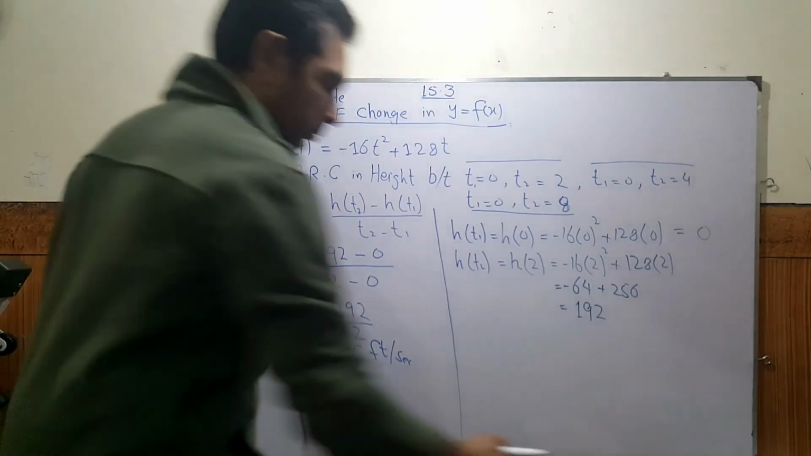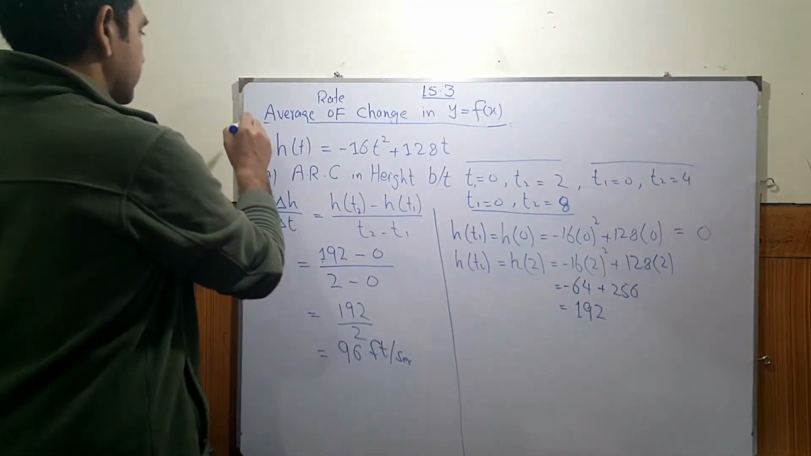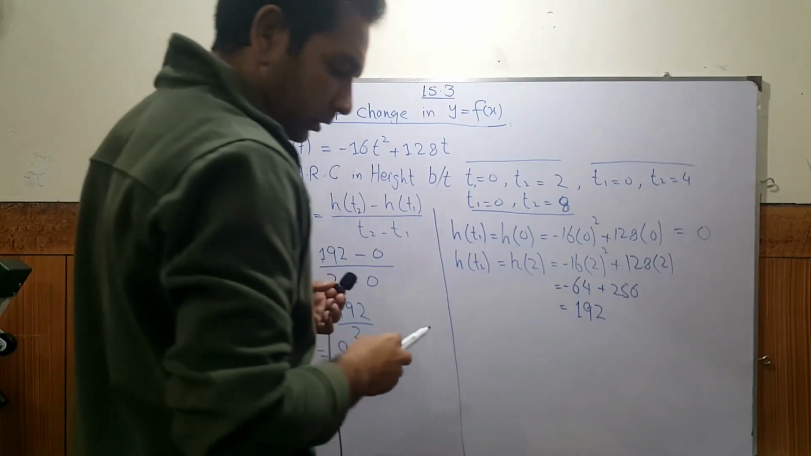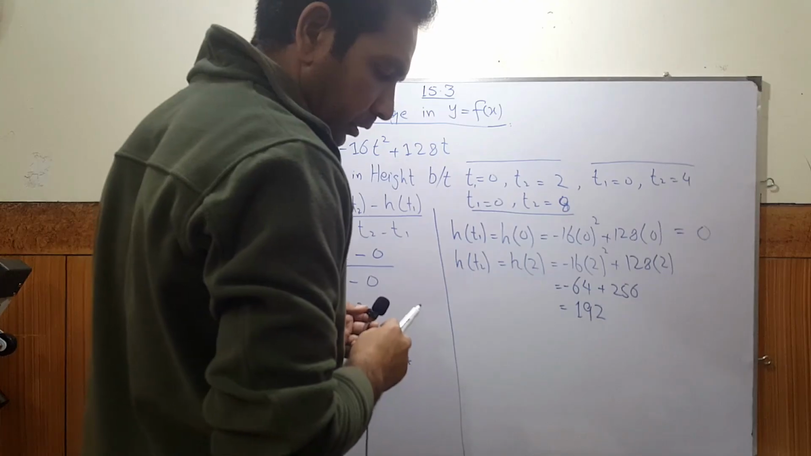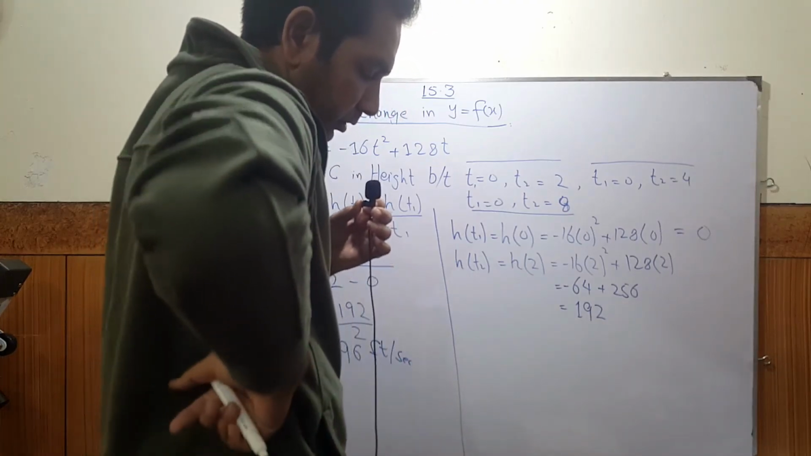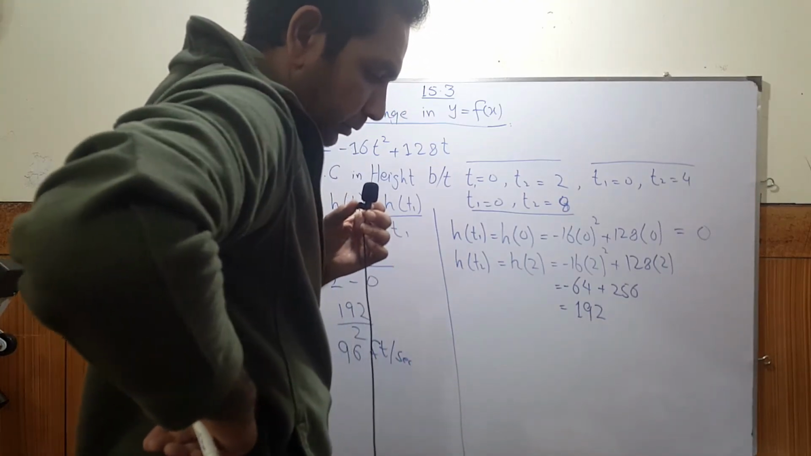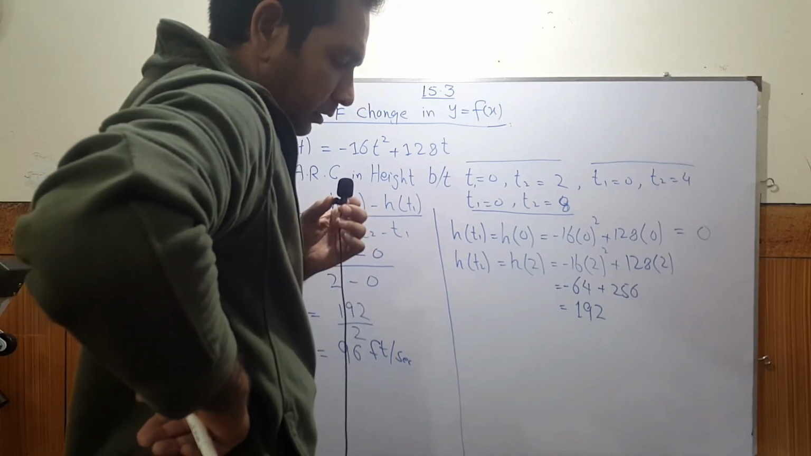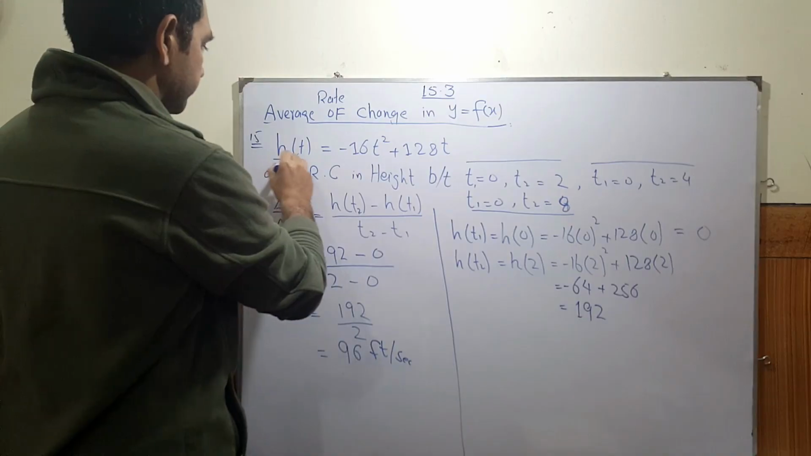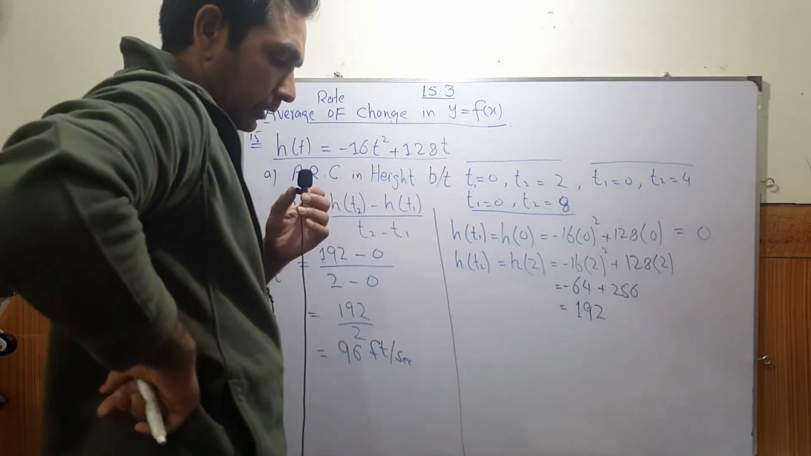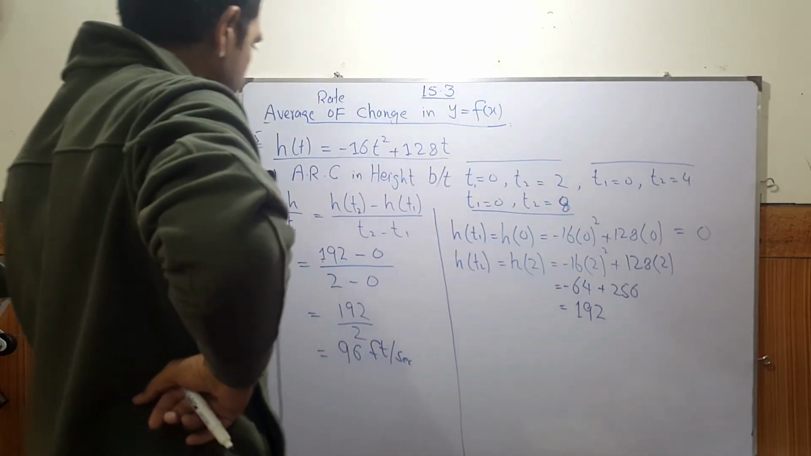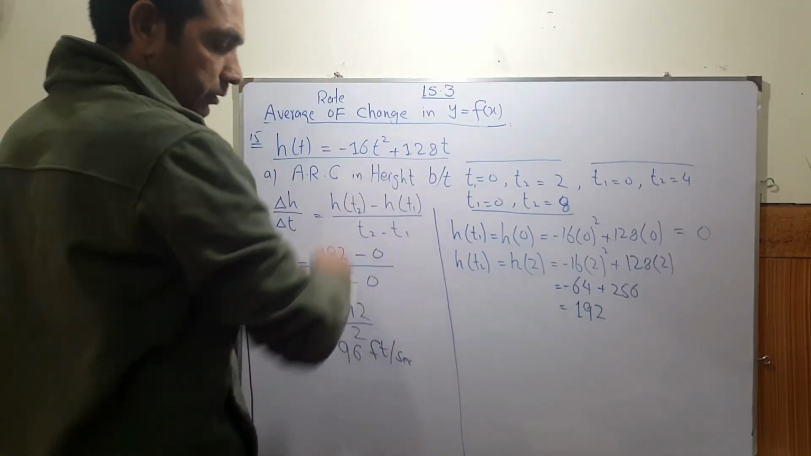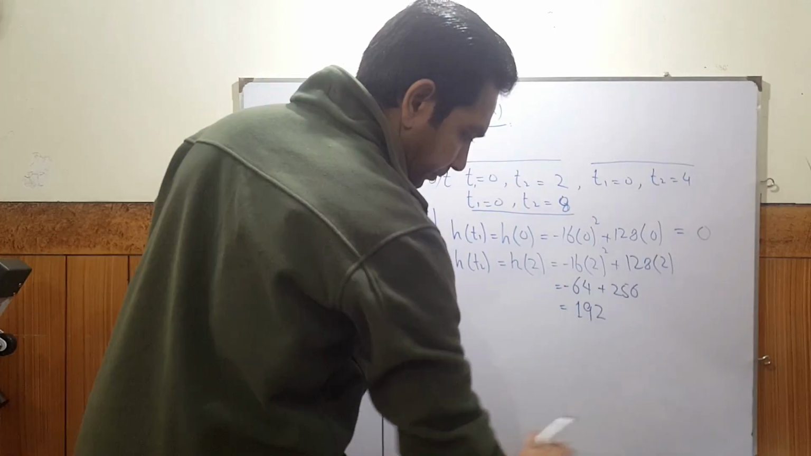So question number 15 says that a ball is thrown straight up into the air. The height of the ball can be described as a function of time, which is this one. Here h shows the height in feet, and t, the time, is in seconds.